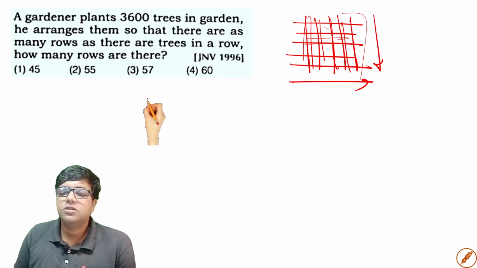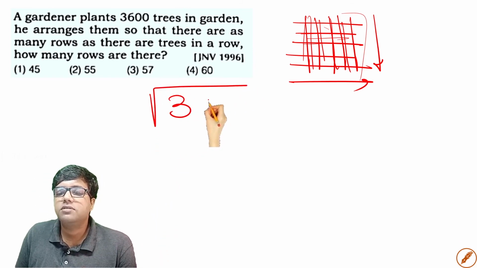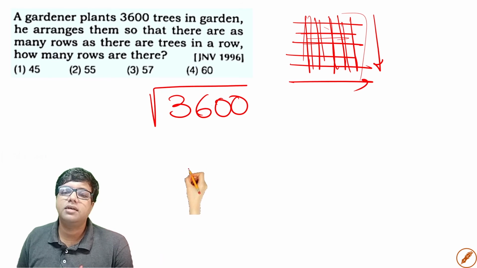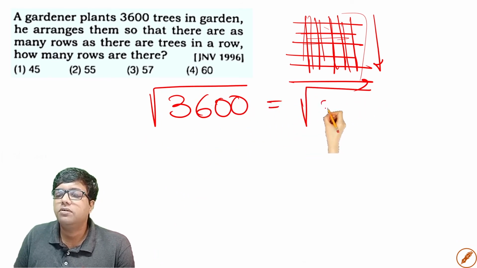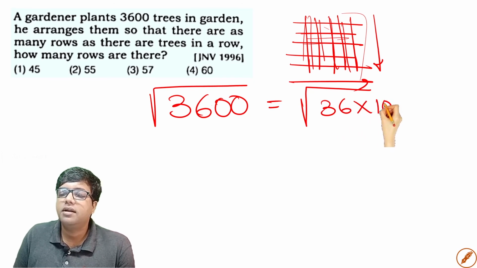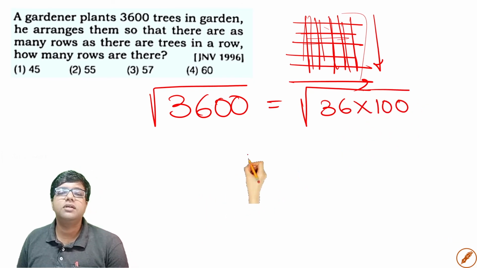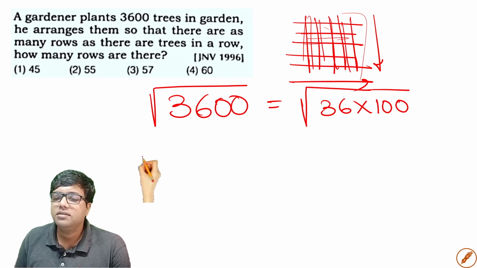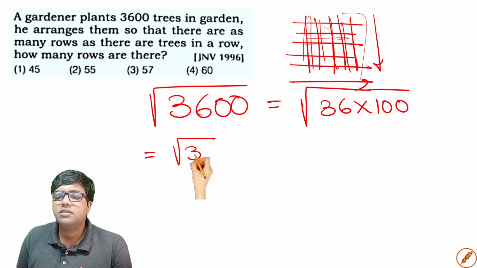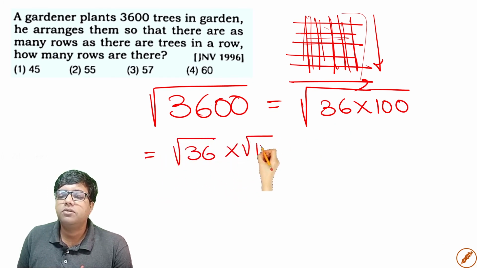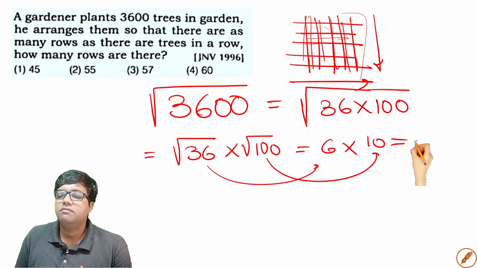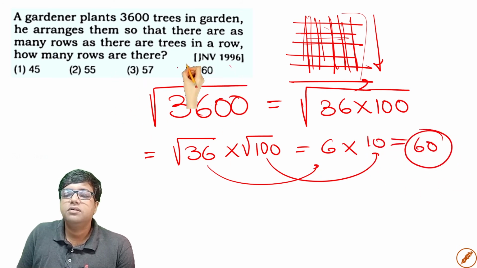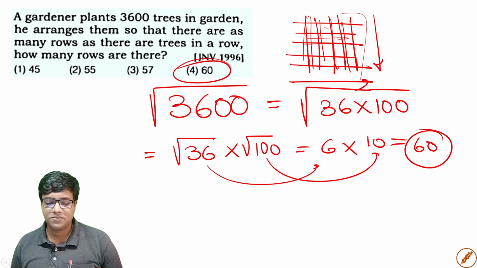So therefore, square root of 3,600 will give me the right answer. Square root of 3,600 can be simplified as square root of 36 into 100. Can I write this as 36 into 100, which gives me 3,600, right? So this can be written as square root of 36 into square root of 100, which will give me square root of 36 is 6 into square root of 100 is 10, which gives me 60. Okay, 60 is the right answer for this question.